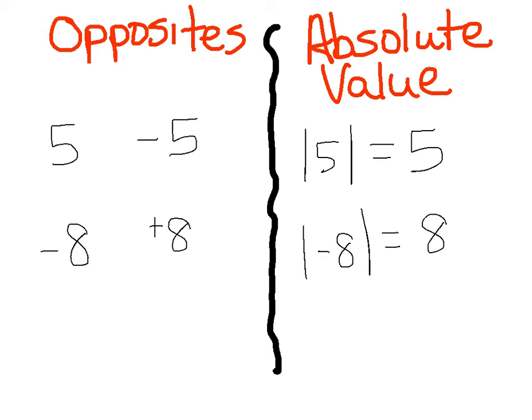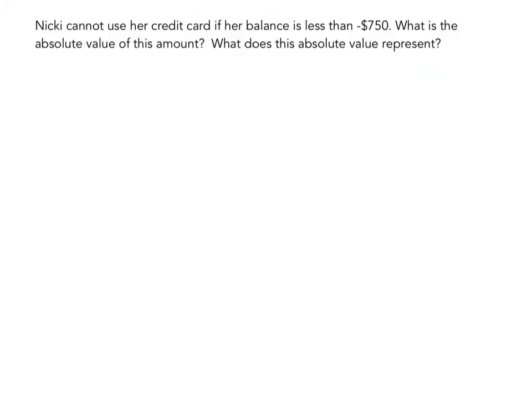Opposites can be negative. Let's use this problem to show us how we can use absolute value in real life. It says Nikki cannot use her credit card if her balance is less than negative $750. What's the absolute value of this amount, and what does this absolute value represent? First, let's find the absolute value of negative 750. That's asking us how far away from 0 negative 750 is on the number line. Well, it's to the left, but the distance from 0 is 750.